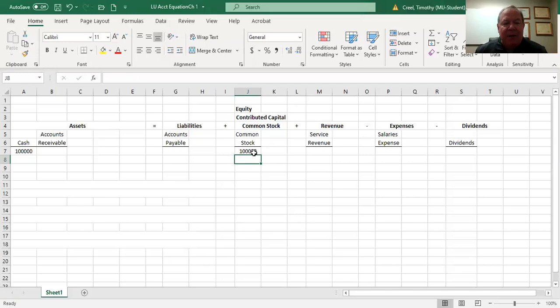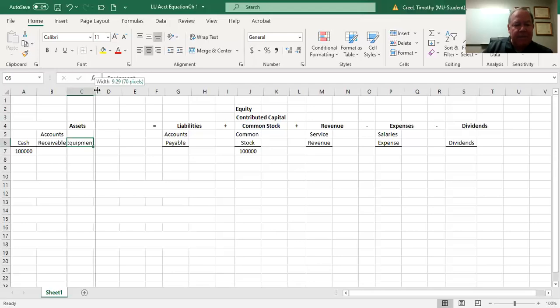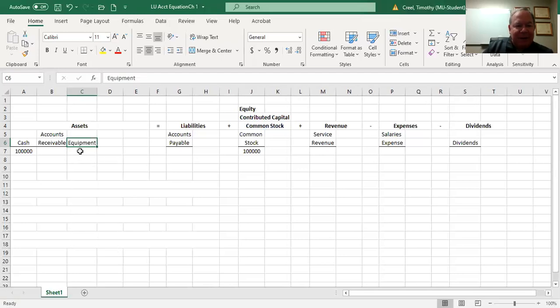Let's say that we purchase some equipment for cash. I don't have an account set up here for equipment. I'm just looking at a few basic transactions. So let's say that we set up an account here for equipment. I had a few accounts set up here, but I decided to include this one. This would be a good one to include.